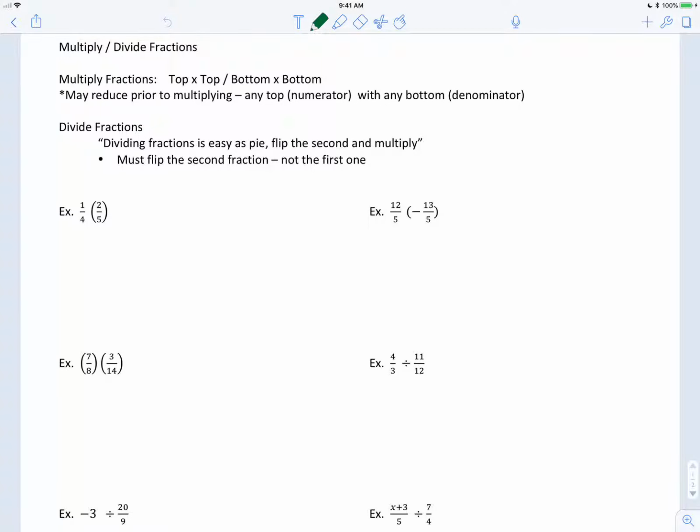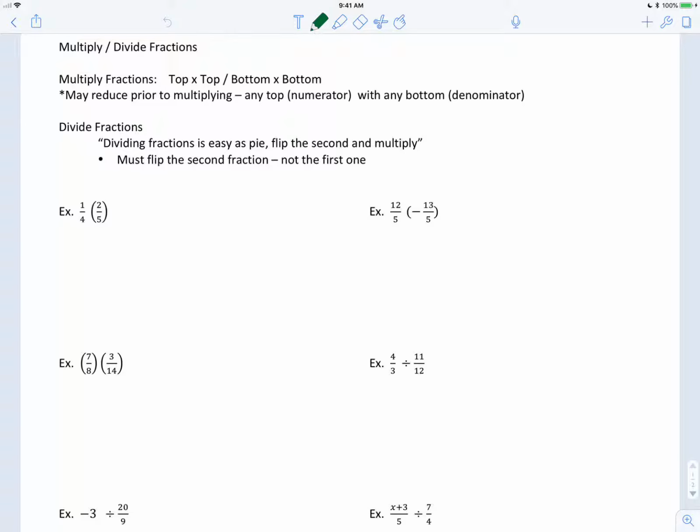Alright, so in this video we're going to multiply and divide fractions. We're going to remember that when we're multiplying fractions, we do top times top, which are numerators, and bottom times bottom, which are the denominators, and we just multiply straight across. And remember, this is different than addition and subtraction, where you have to have those common denominators in order to add and subtract your numerators.